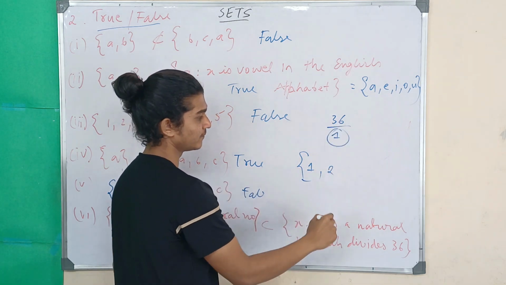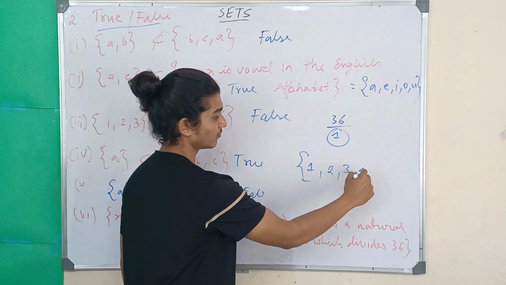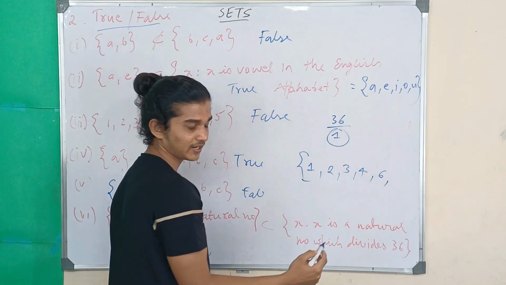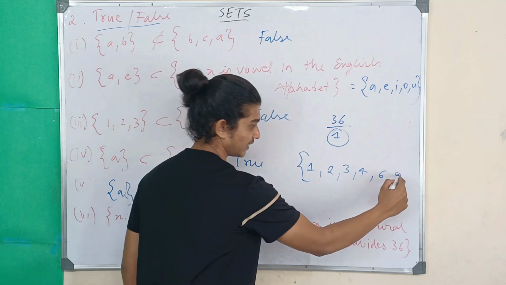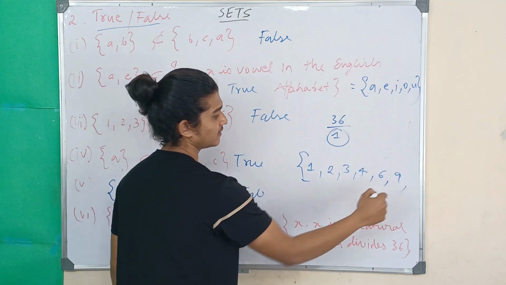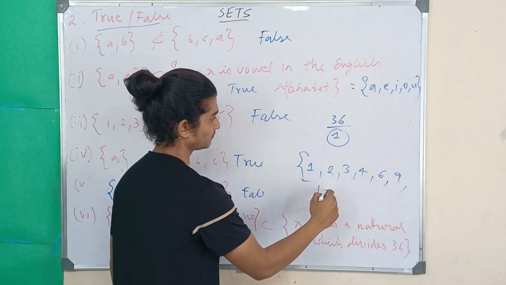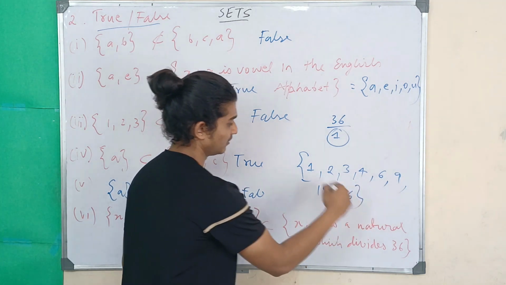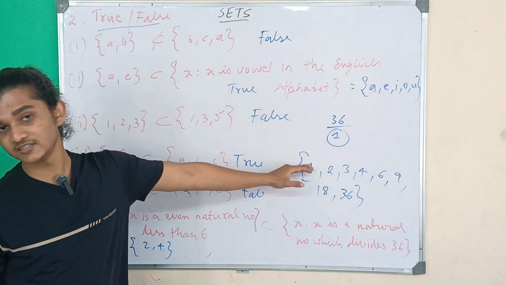Then 2 can divide, 3 can divide, 4 can divide, and 5 can't divide, 6 can divide, 7 can't divide, 8 can't divide, 9 can divide 36. And then the next number is, I think, 18 can divide 36, and the next is 36 itself. So these are all the natural numbers which can divide 36.